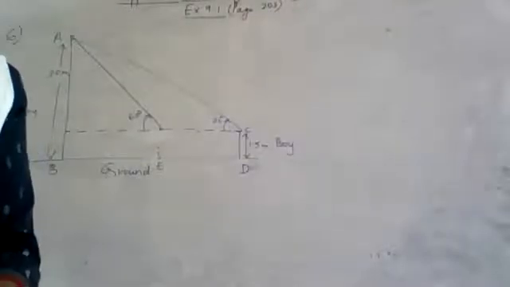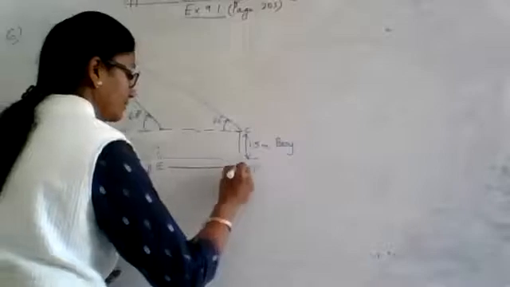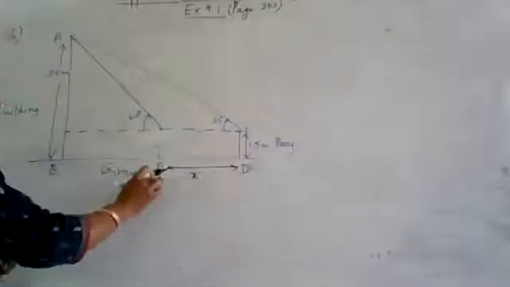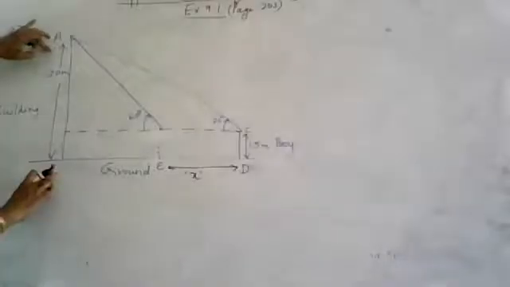So there are so many things that we have to understand. He was standing here. So this is the distance we want. We will call it X. How much distance he has moved from the original position to the new position is asked. Alright. And this total height of the building is given as 30.